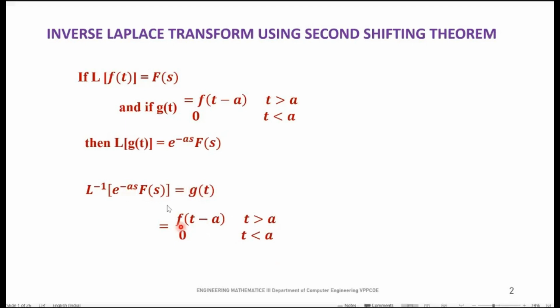Then we need f of t. How will we get f of t? We have to calculate the inverse of F of s. Whatever is L inverse of F of s, you will get f of t, and then replace t by t minus a. That will be the answer. तो main aim हमारा है कि पहले a निकालना है और L inverse of this function has to be calculated. Okay, this is the second shifting theorem.